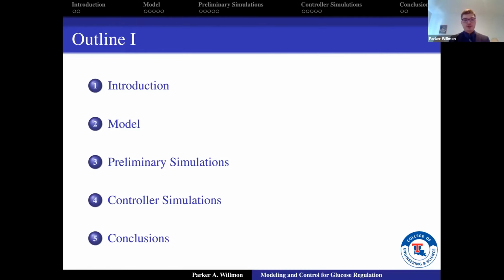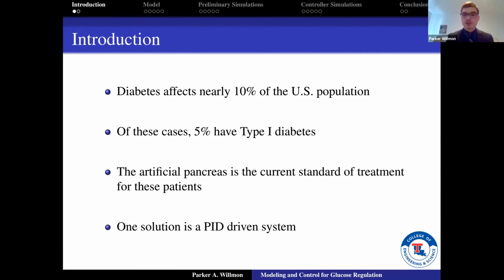So for the introduction, many of you have probably heard about diabetes before, and that's because about 10% of the United States population suffers from diabetes. Now, about 5% of these people have type 1 diabetes, which is diabetes that is characterized by the patient's inability to produce their own insulin and therefore cannot maintain their own blood sugar levels without outside intervention.